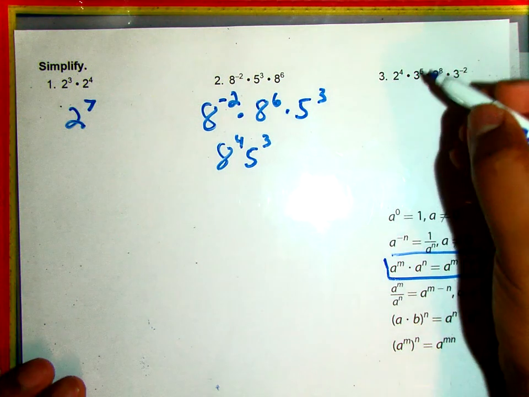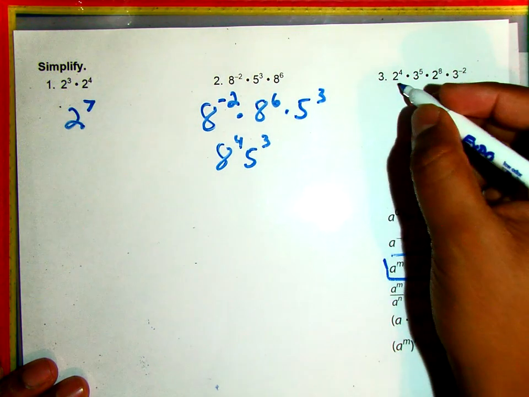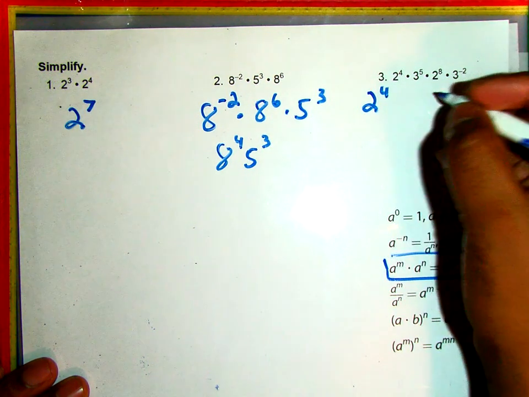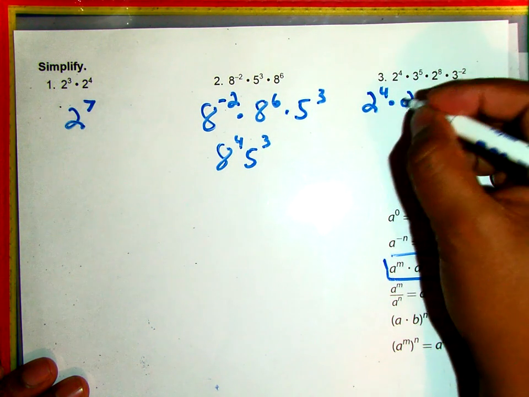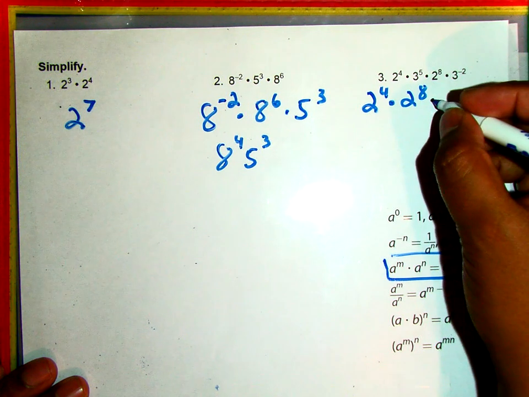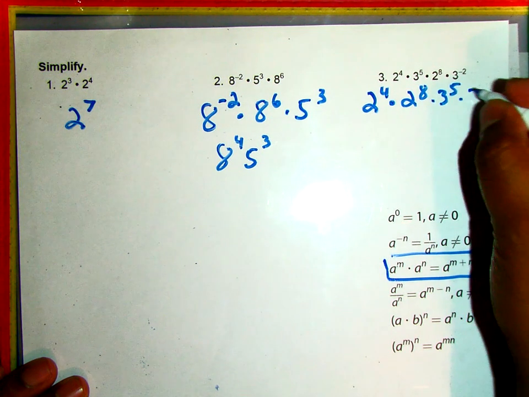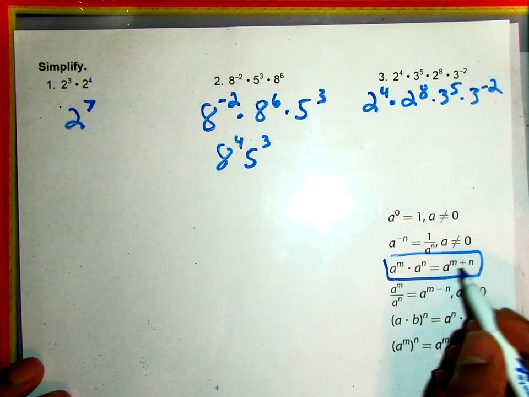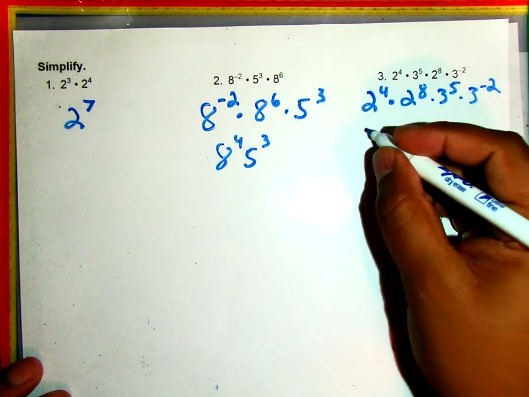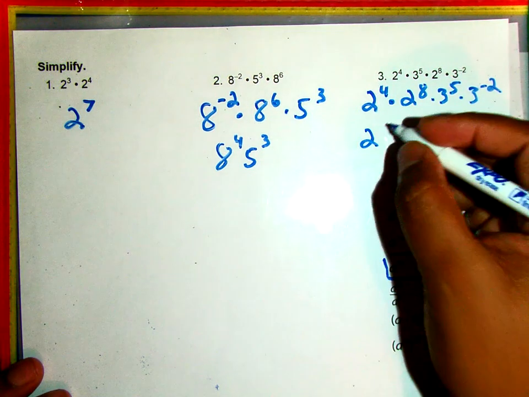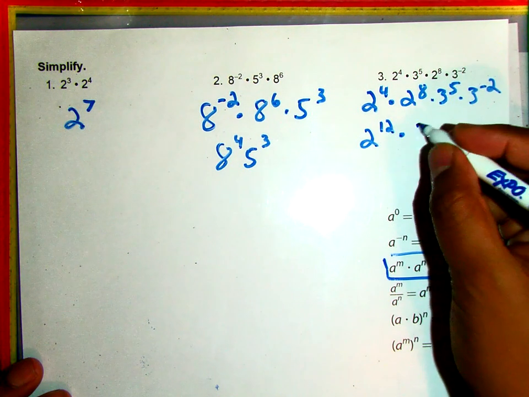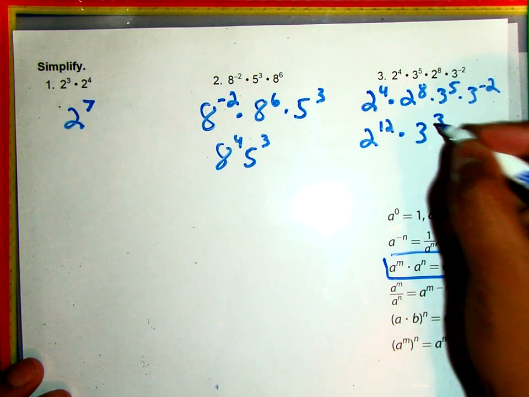Okay, so here I'm going to rearrange again. I'm going to put the terms with the same base next to each other. So 2 to the 4th times 2 to the 8th times 3 to the 5th times 3 to the negative 2. All right, and we're just simply going to follow this and add the exponents here. So we have 2 to the 12th times, 5 plus a negative 2 is going to be 3 to the 3rd.